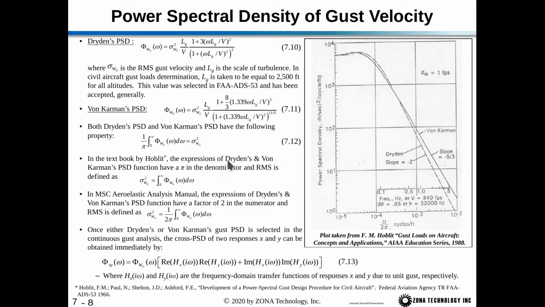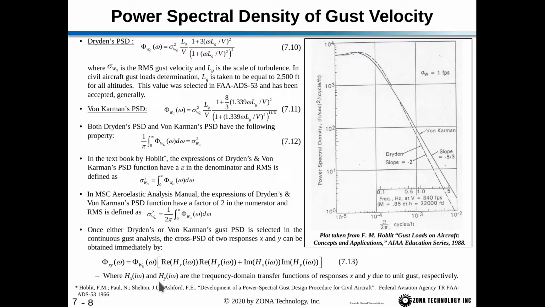And so using our definitions of the PSD on the previous slide, we use these definitions of Dryden's and von Karman's PSD. And that will give you back sigma WG squared as the PSD, as it should be. Moving on, once either Dryden's or von Karman's gust PSD is selected in the continuous gust analysis, the cross PSD of two responses, x and y, can then be obtained by equation 7.13.